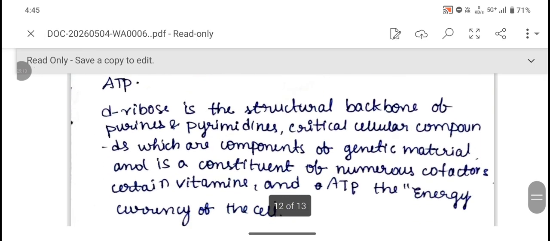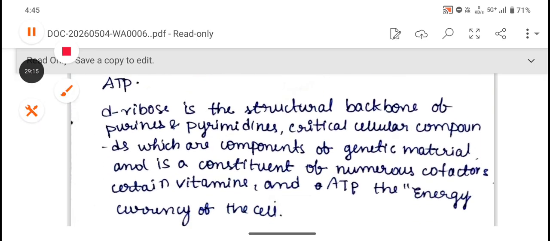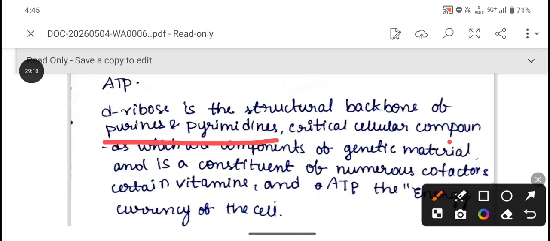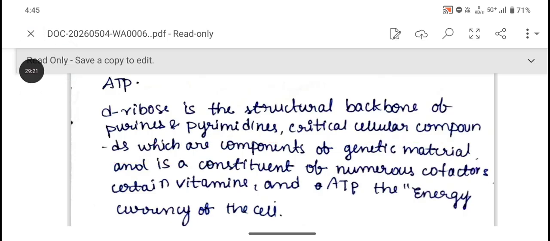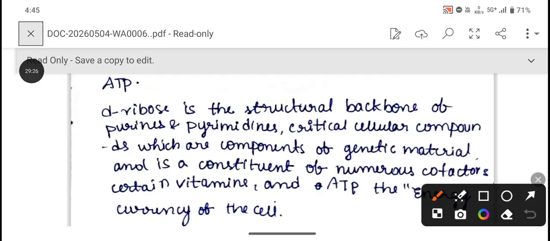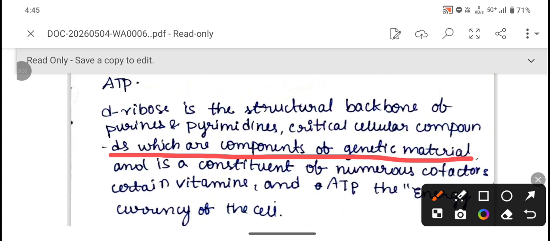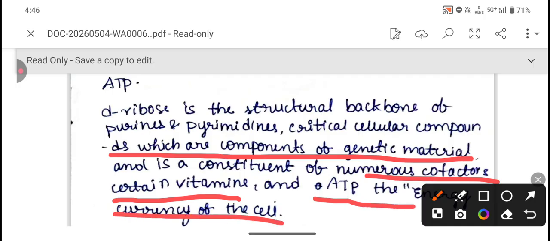So D-ribose is a structural backbone of the purines and pyrimidines. Again, it is a critical cellular compound, and these are components of genetic material, as RNA acts as genetic material in some organisms like viruses. So this is an utmost important critical cellular compound, and it is a constituent of numerous cofactors and certain vitamins and ATP, which is the energy currency of the cell.